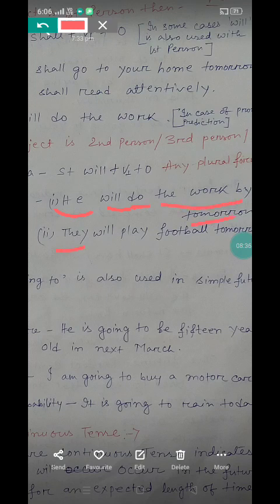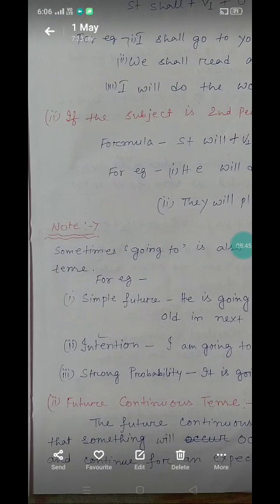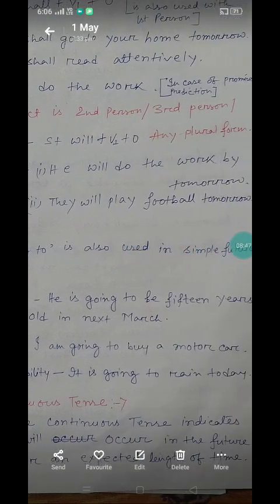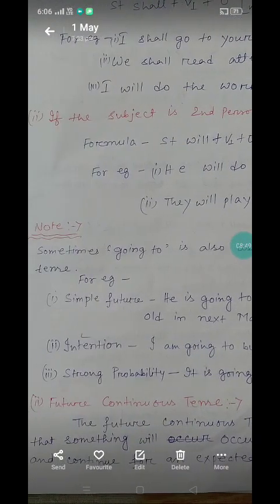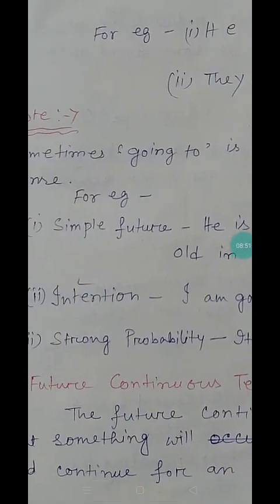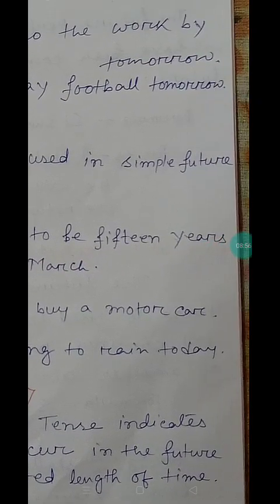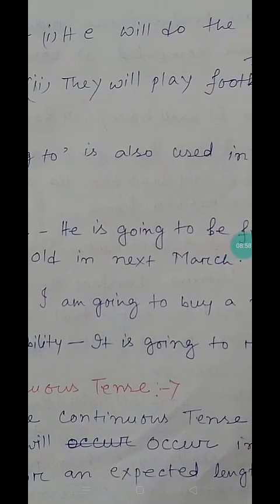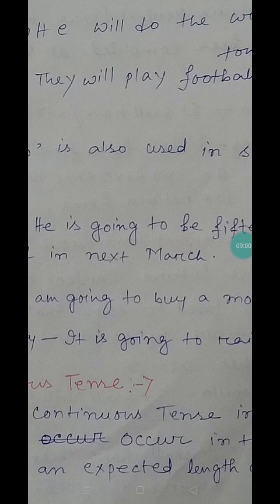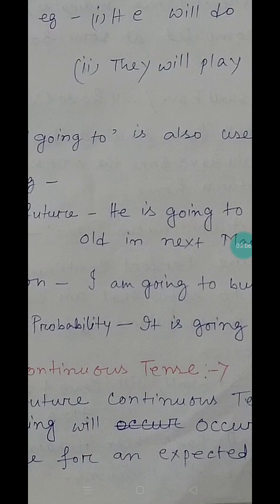Similarly, they, subject, with they I have to write will as they is plural. After that, play V1, then football tomorrow, it is the object. Now note, sometimes going to is also used in simple future tense. For example, you can see, students, I have written here simple future, he is going to be 15 years old in next March. That means it is simple future. He is going to be 15 years. That means he will be 15 years in next March.